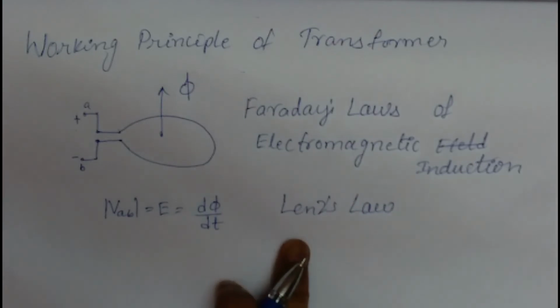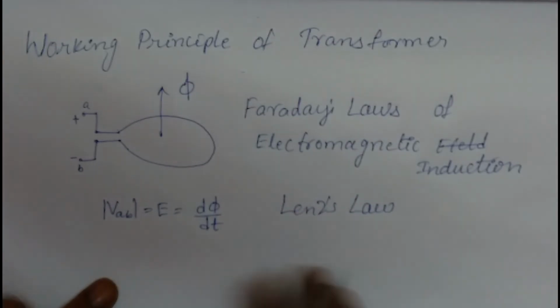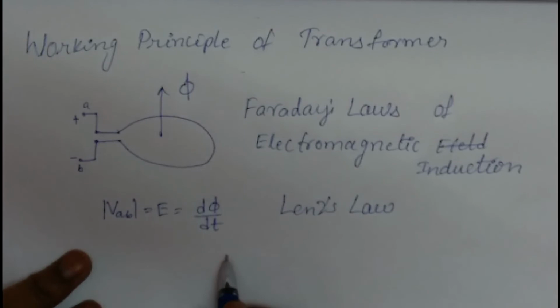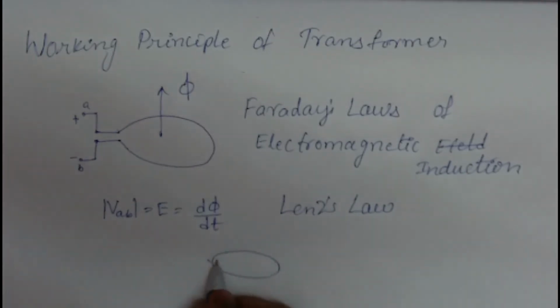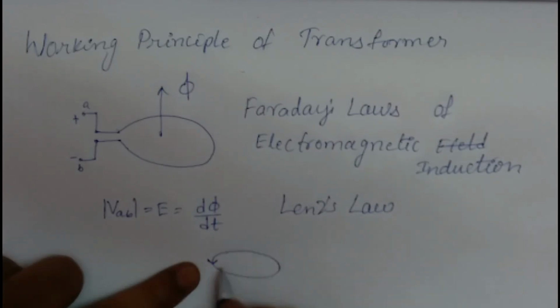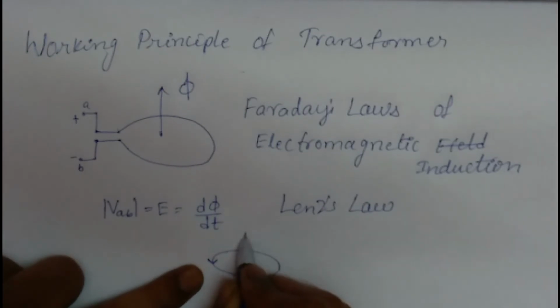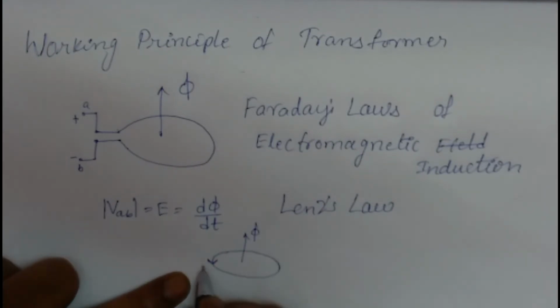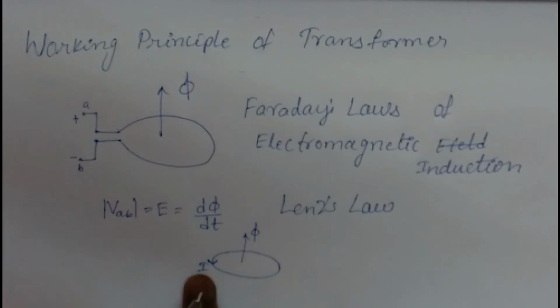Before going into Lenz's law, let's revise a quick topic, which is the right hand thumb rule. When current flows in this direction for a coil, this results in an upward flux phi. Let's say the reluctance of this coil, or of this space, is R, and phi is equal to N I over R.